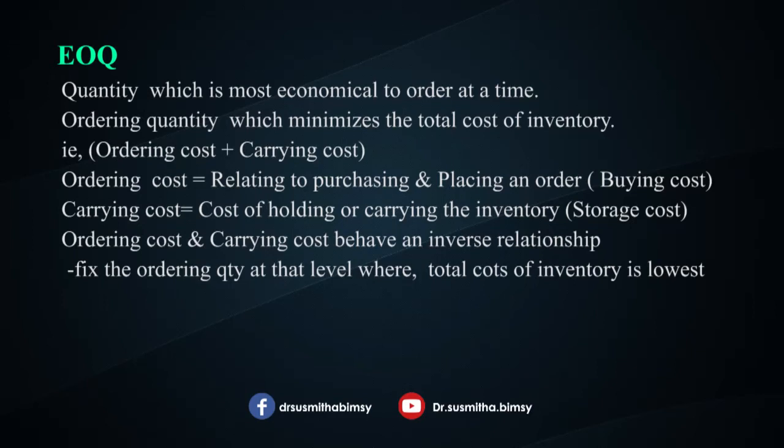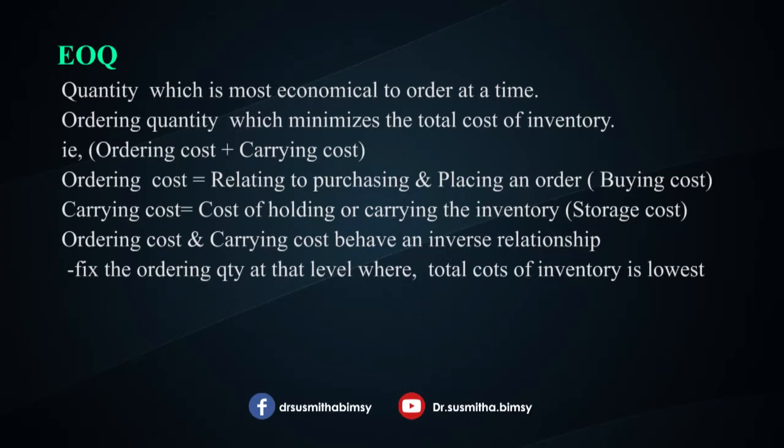That is, if the ordering quantity is larger, the ordering cost will be low because orders placed are few, but the carrying or storage cost will be high. If the ordering quantity is less, the ordering cost will be high. This is because more number of orders have to be placed, but carrying cost will be less. So we need to fix the ordering quantity at that level where the total cost of inventory is lowest. Total cost of inventory means ordering cost plus carrying cost. So we have to fix this ordering quantity where the total cost of inventory is lowest.